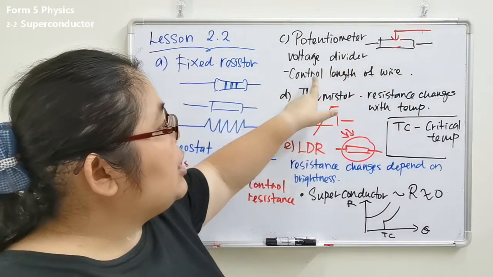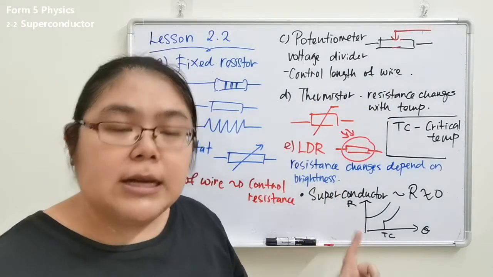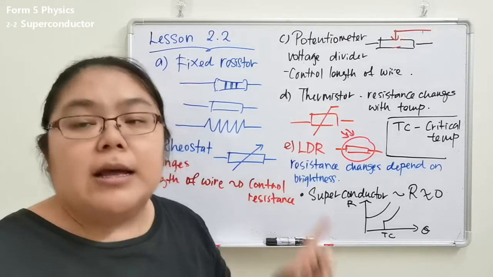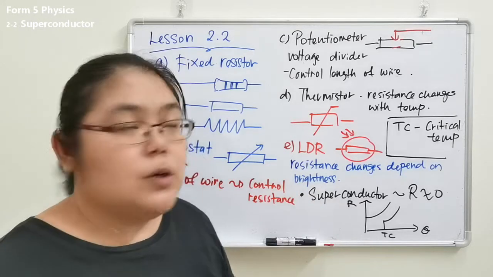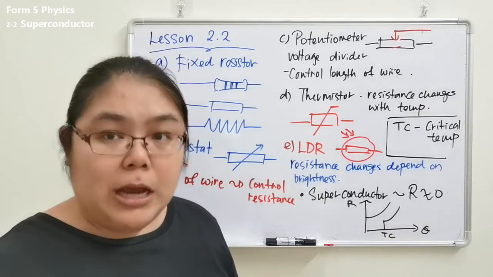A potentiometer controls the length of the wire. After that, it controls the resistance, and then it controls the voltage. So this is one type of potentiometer. You can refer to the diagram I show you.